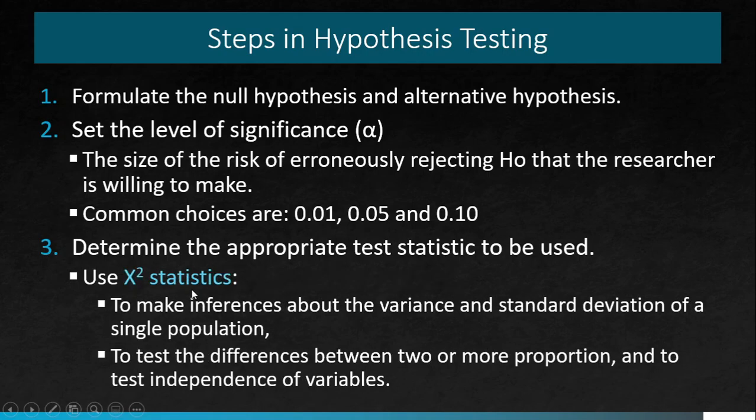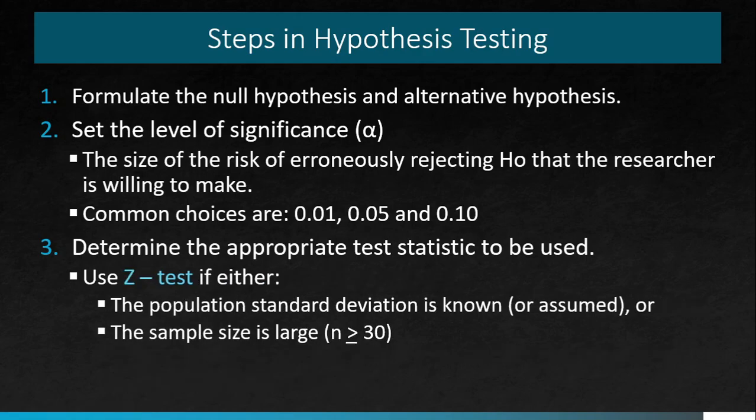Okay, third one, you have your chi-square. For chi-square, you will be using it to make inferences about the variances and standard deviation of a single population. Okay, and also we'll be using chi-square test if we are trying to check the independence of variables, or to check the significant differences between two or more proportions or percentages. Okay, so please take note.